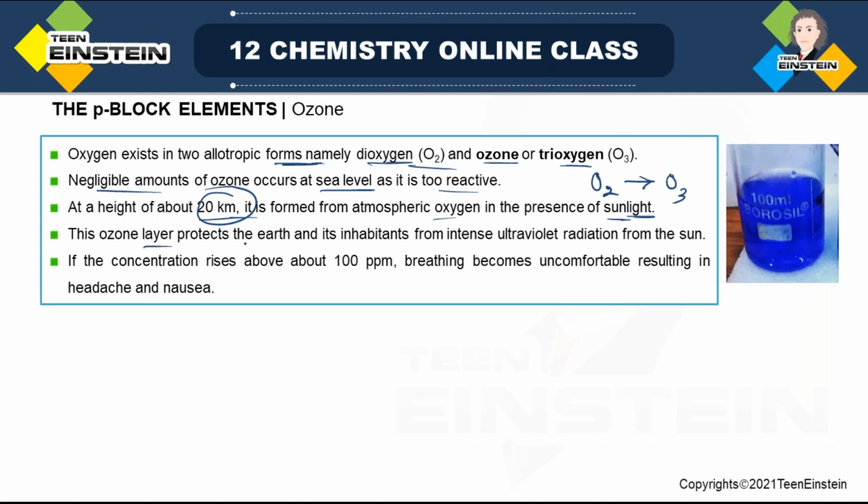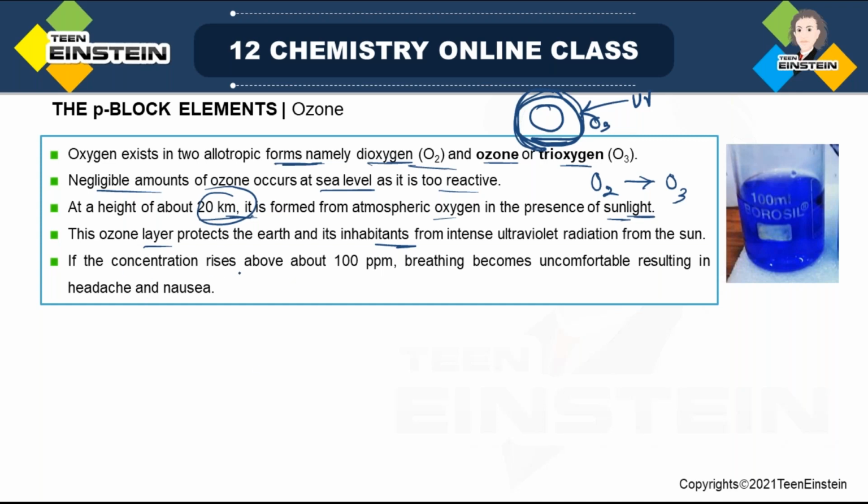There is an ozone layer at this height, 20 km. So if we consider Earth, there is an ozone layer at 20 km. Now this layer helps to protect inhabitants from intense UV radiation. The UV radiation coming towards Earth will be absorbed in this ozone layer, and as a result, it will not reach us directly. So in this way, we can get rid of it. So it is protecting us.